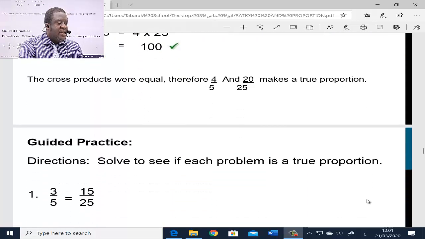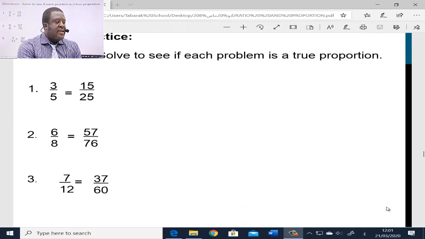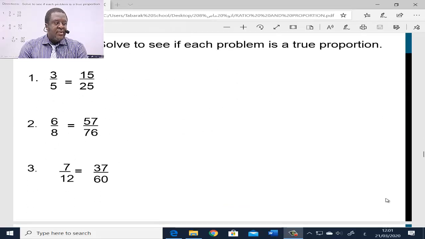Now, for the guided practice, they want us to solve to see if each problem is a true proportion. The first one is 3 over 5, which is equal to 15 over 25. The second is 6 over 8, which is equal to 57 over 76. And the third one is 7 over 12, which is equal to 37 over 60.